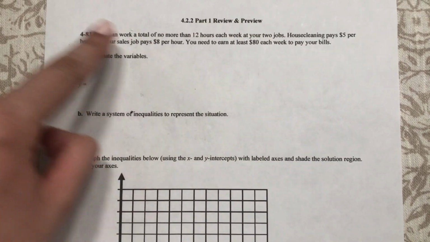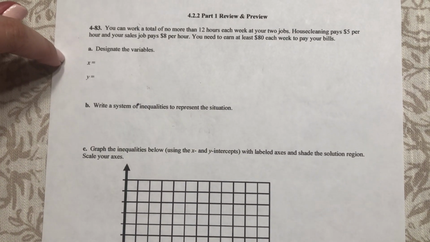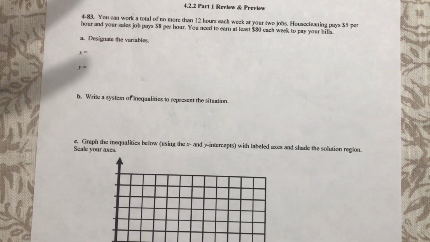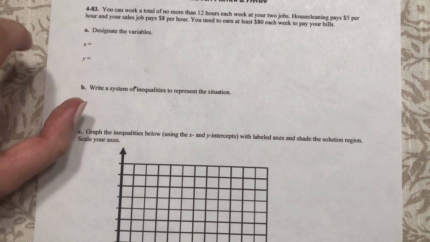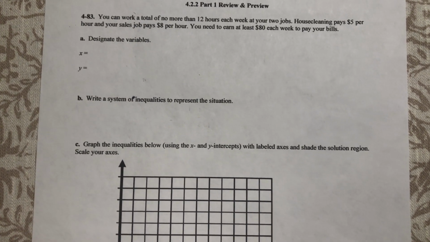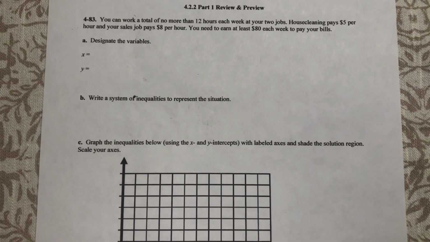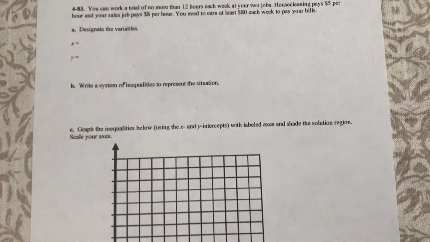So this is a different word problem. You're going to designate the variables so you can make the X your house cleaning hours and the Y your sales job hours. You're going to write the system of inequalities to show that you can't work any more than 12 hours at your 2 jobs and you need to earn at least $80 to pay your bills. So you're going to have 2 inequalities for this one.